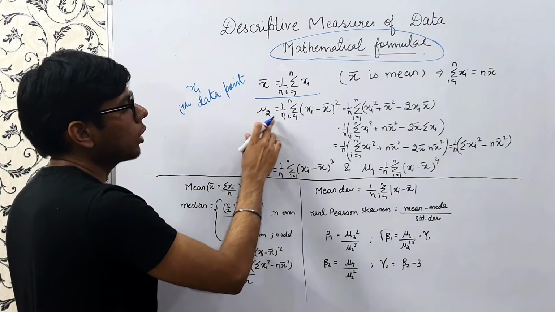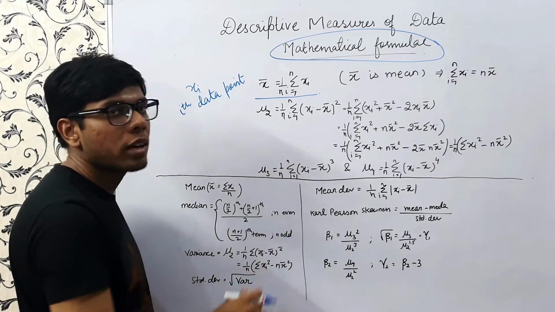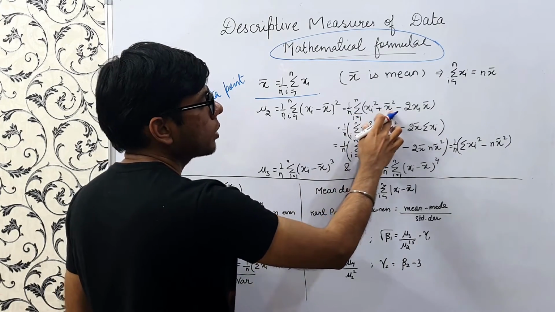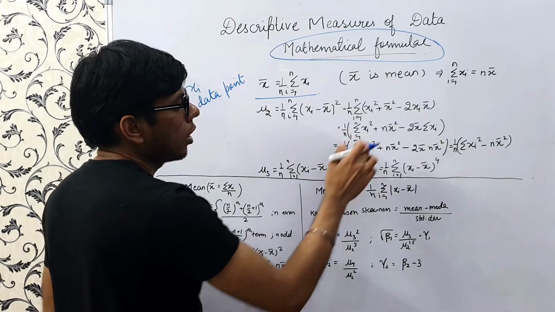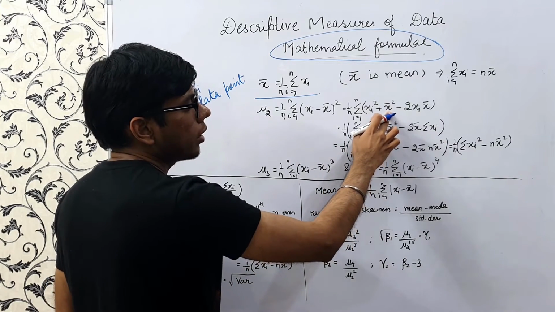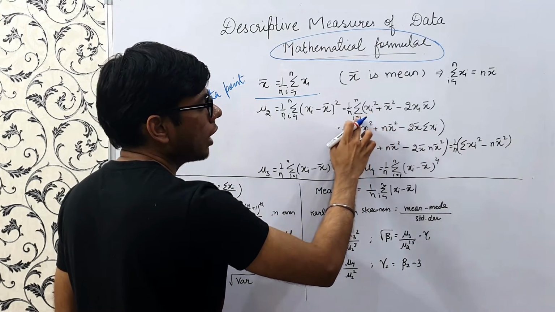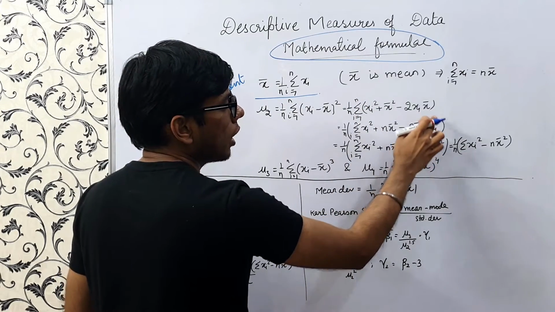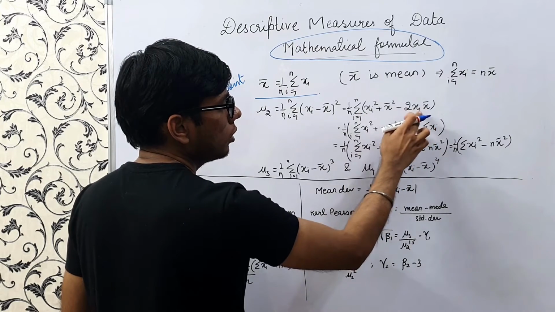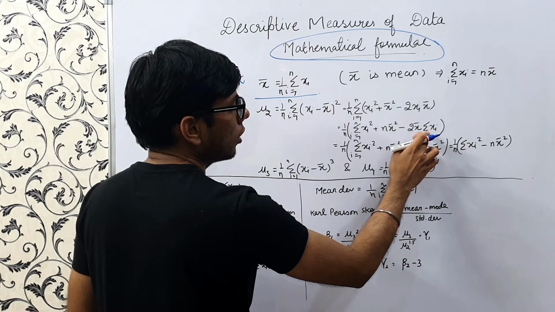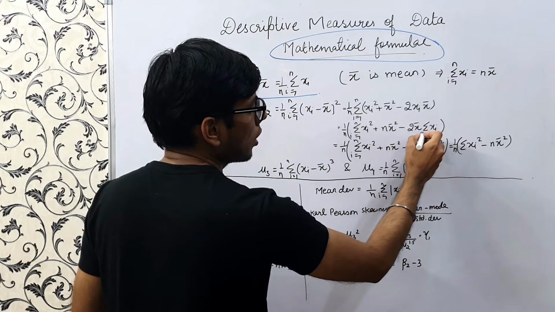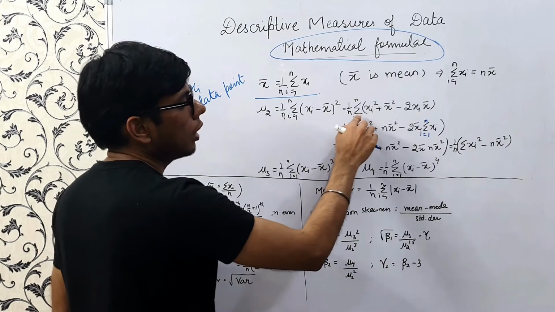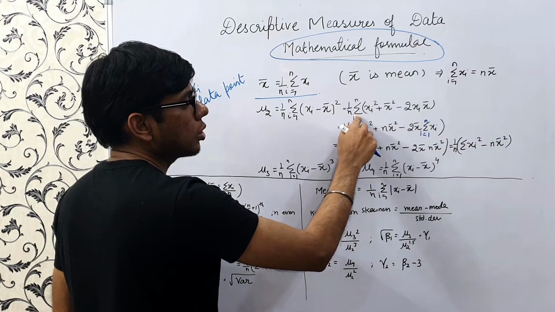Now define mu2 equals 1 by n summation xi minus x bar square. Then we'll open this square, a square plus b square minus 2ab. Since this x bar square doesn't have any i term, it will add up n times. So that's why there is n x bar square, and here x bar will come out of the summation and will sum this, i goes from 1 to n. So we'll get the summation inside.